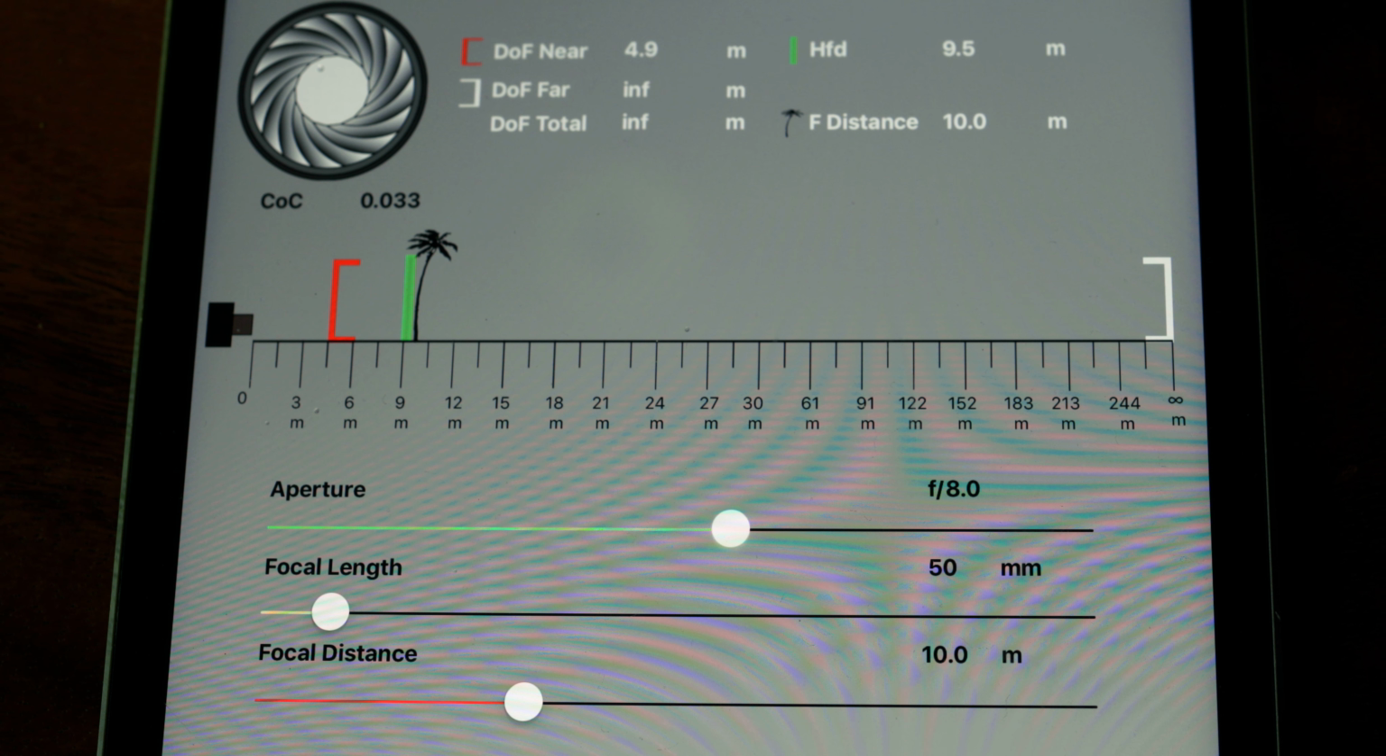Now, what we are going to do is play with the second determinant, which is the aperture. So I'm going to move the aperture to f4. And look what happened now. The focal distance hasn't changed, which is 2 meters, but the near focus shifted to 1.7, and the far distance, which is away from it, is only at 2 meters.